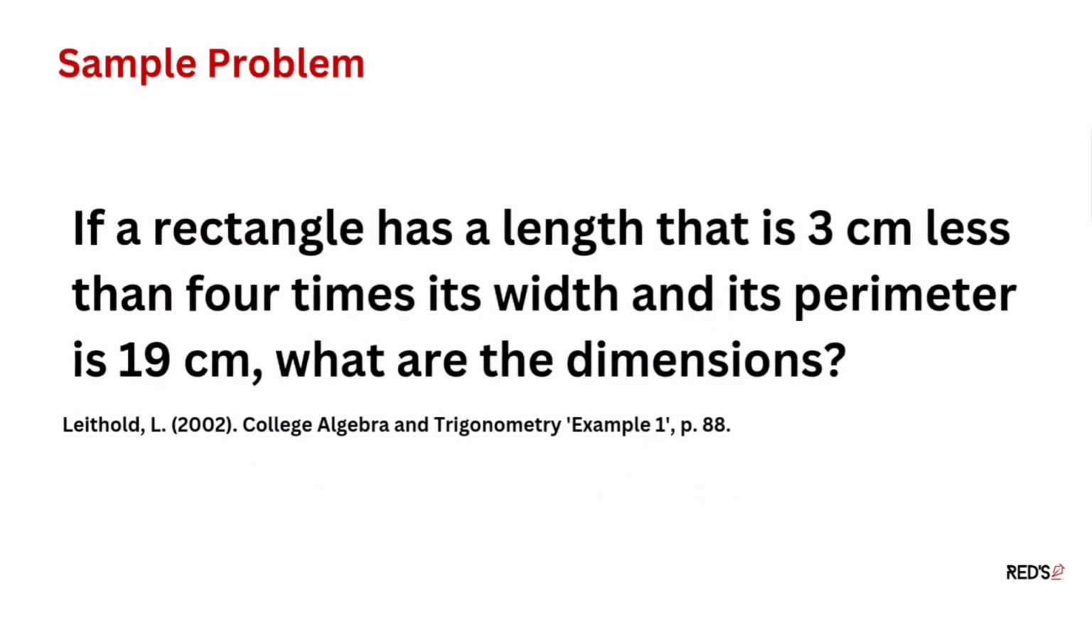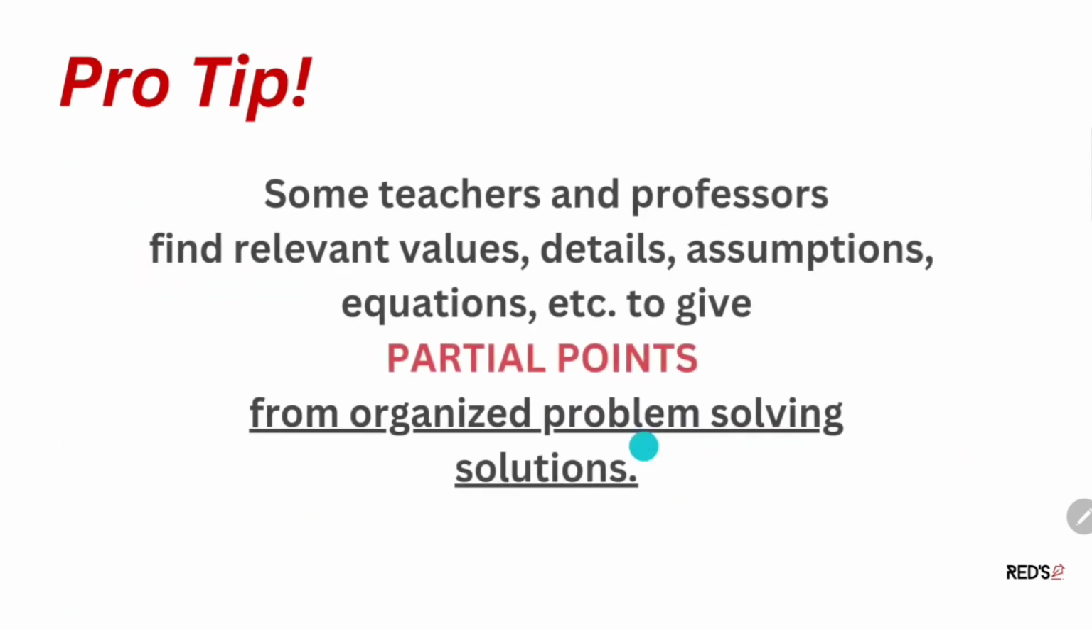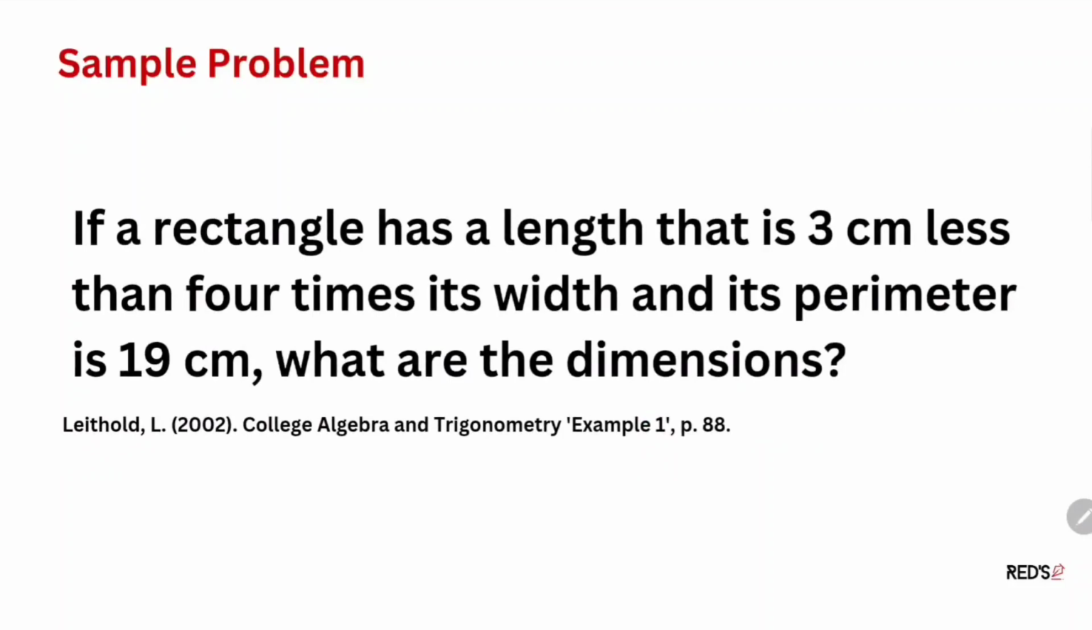Now let's use this sample problem from Lighthold 2002 College Algebra and Trigonometry, example 1 on page 88. Let's read the problem. If a rectangle has a length that is 3 centimeters less than 4 times its width, and its perimeter is 19 centimeters, what are the dimensions? If you need time to analyze or to think about the problem, you can pause this video before you proceed.